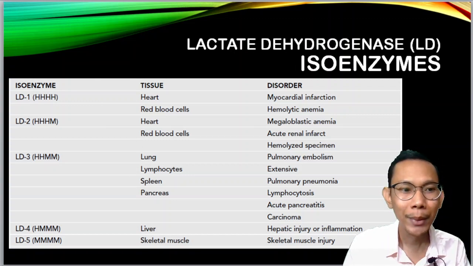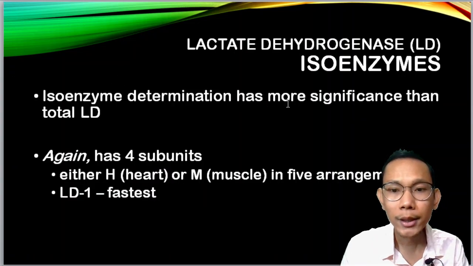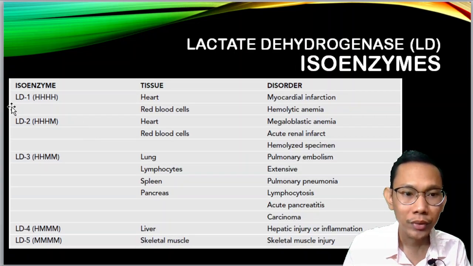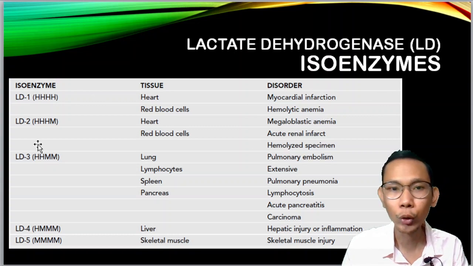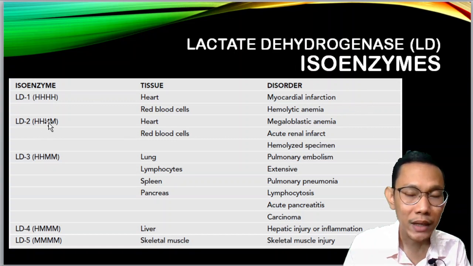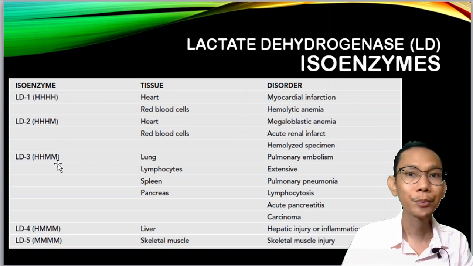That is why we said earlier, isoenzyme determination has more significance than total LD. Because the different isoenzymes will give us a clue of what different disorder can be identified. It's easier for us to detect because it is more specific compared to when total LD is tested. If total LD, of course, we will think of all of these disorders. Unlike with a specific isoenzyme, we can now narrow down our differential diagnosis.